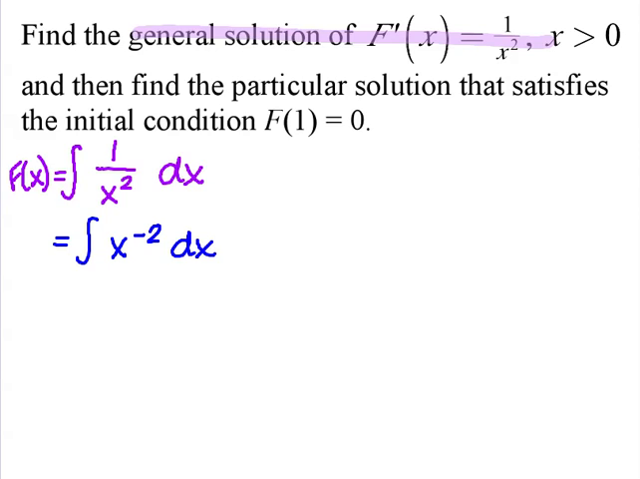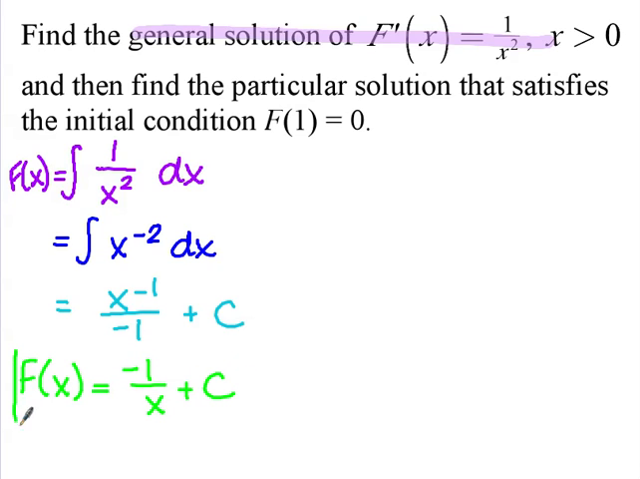So the general power rule here, how would I integrate x to the negative second? Yep. So it'll be x to the negative first divided by negative 1 plus c. Now we're going to go ahead and simplify that. And what will that simplify to be? Negative 1 over x plus c. That is your general solution right there.